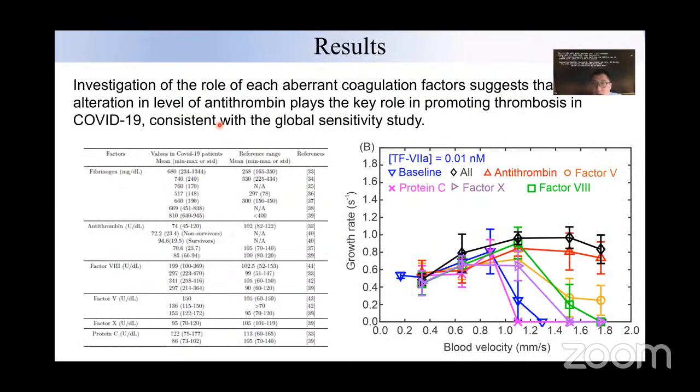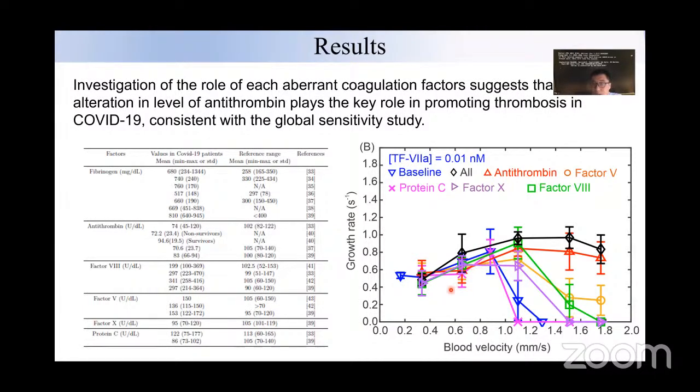After we played around with the blood velocity and different levels of the tissue factor 7A complex, we introduced the different levels of coagulation factors from patients with COVID-19. We want to examine which abnormal coagulation factors play the key role in triggering thrombus formation. So we tested fibrinogen, antithrombin, factor 8, 5, 10, and protein C, and we measured the growth rate of the platelet aggregate.